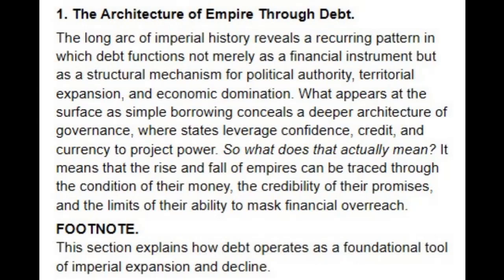1. The architecture of empire through debt. The long arc of imperial history reveals a recurring pattern in which debt functions not merely as a financial instrument, but as a structural mechanism for political authority, territorial expansion, and economic domination. What appears at the surface as simple borrowing conceals a deeper architecture of governance, where states leverage confidence, credit, and currency to project power. So what does that actually mean?